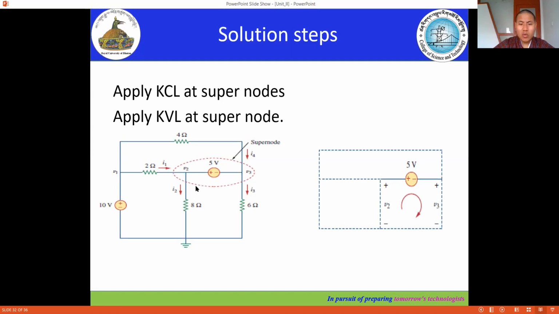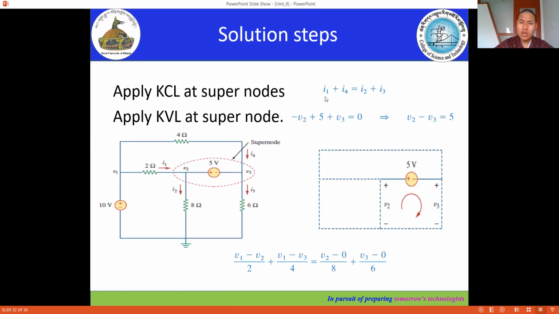How many nodes are there here? Originally we have 1, 2 and 3 nodes, right? We have 3 nodes, so the number of equations that we should have is 3 minus 1. How many equations did we get? One equation from the super node and one equation from Kirchhoff's voltage law. So we got 2 equations, and once you have 2 equations, you can solve them simultaneously. The first is applying Kirchhoff's current law at the super node, and the second step is applying KVL at this loop.